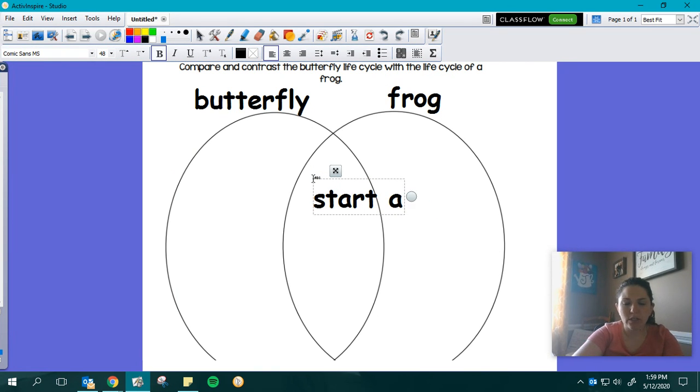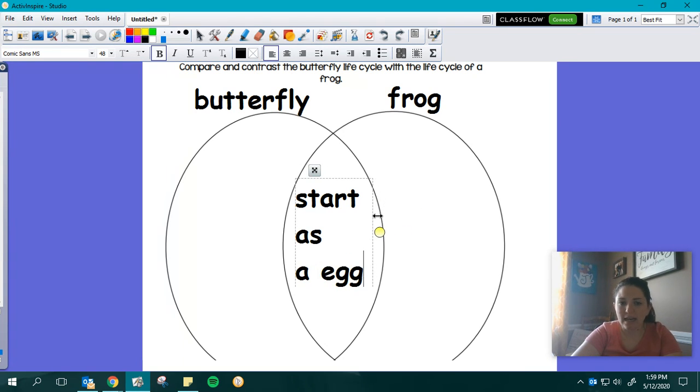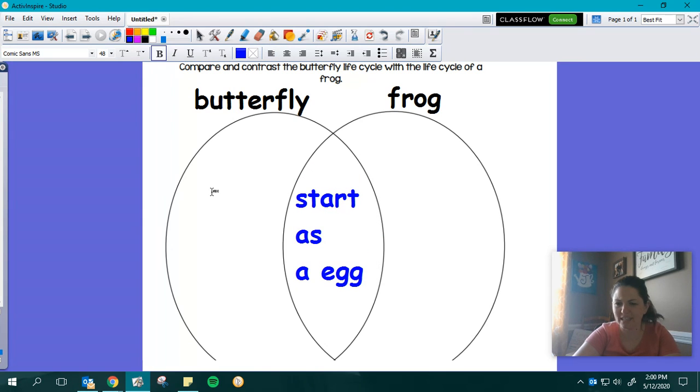So I'm going to put that they start as an egg. I'm going to put those in the middle because that's the same for both of them. Both of them start as an egg. And since I put it in the middle, I don't have to put it over here under butterfly or over here under frog because I've already put it in the middle to show that both of them start as an egg.